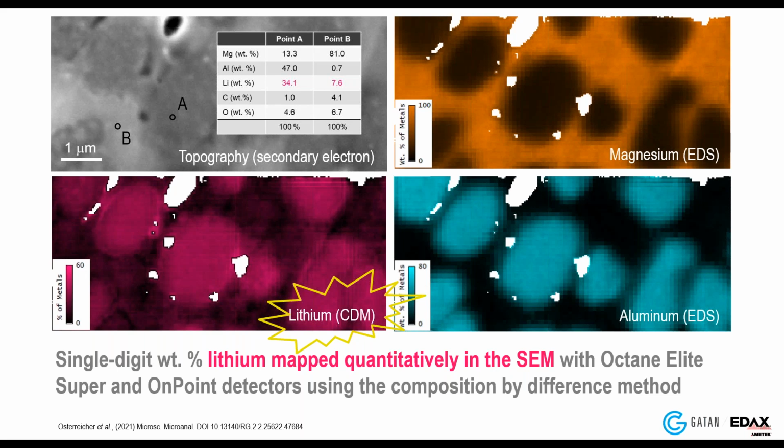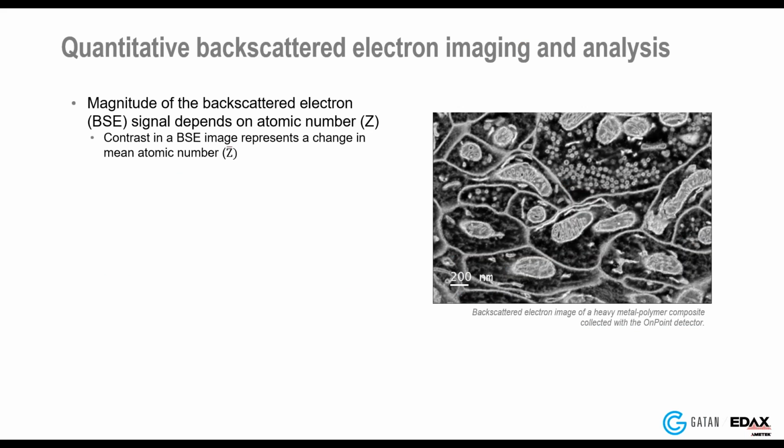Before we look at those results, I just want to discuss quickly the quantitative backscattered electron imaging of compound materials in the scanning electron microscope. So as I'm sure many of you are already aware, backscattered electron imaging is a completely standard imaging technique within the scanning electron microscope. And with this signal, the magnitude of the backscattered electron signal depends on the atomic number or the mean atomic number of the region of interest that's being sampled. So contrast in the backscattered electron image represents a change in the mean atomic number. And in the image you see here, this is a backscattered electron image collected using the OnPoint detector from a heavy metal polymer composite. So these regions which appear bright are metallic regions, and then the dark regions are polymer.